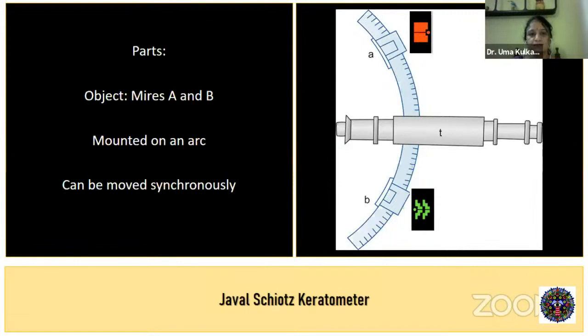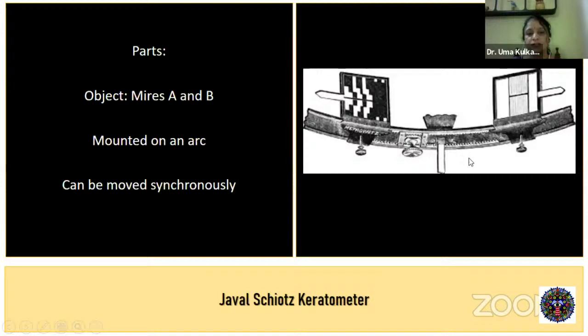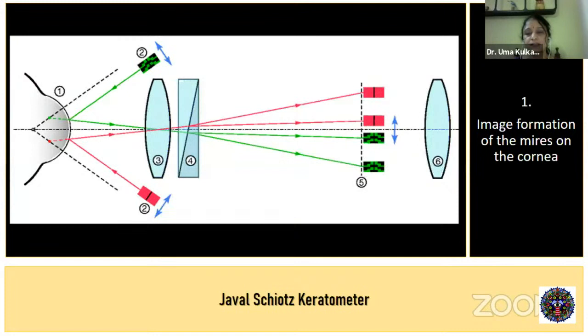So this is another picture. These are older images which were available on the net. So I've chosen them to show. So this is the system that is there. And as you can see, this also has some prisms and some lenses. And these are the two mires we were talking about. This is the patient's cornea, which is again acting as a corneal convex mirror.